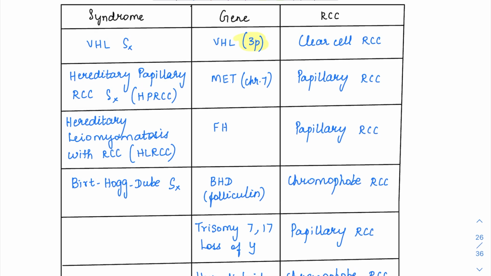In renal system, we are going to have clear cell RCCs. Usually bilateral clear cell RCCs will be there. Apart from that, VHL syndrome can also present with other CNS tumors and also retinal angiomas, cerebellar hemangioblastomas. These kind of vessel related tumors will be there.